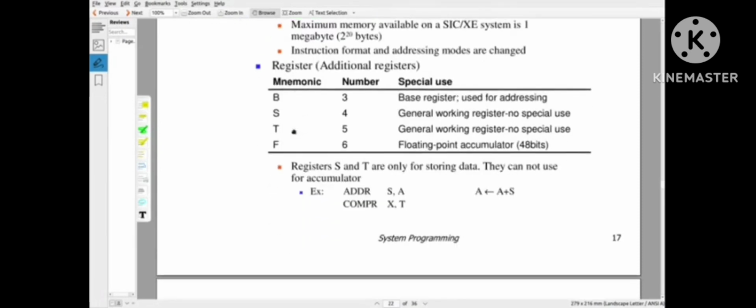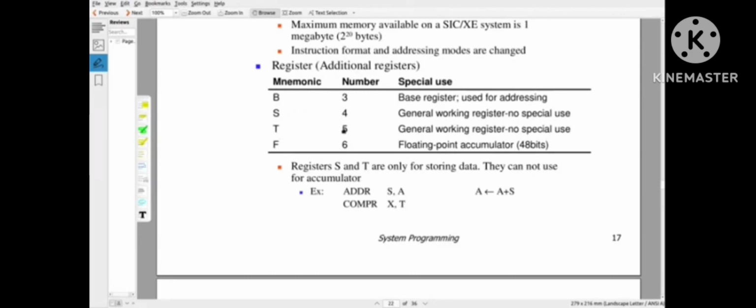In addition to the 5 registers of 24 bits which are available in the SIC machine, 4 more registers are there. B register, number 3, is used for base indexing purposes, so that register is called the base register. S is another register, number 4, a general purpose register used for general purpose arithmetic operations. T is also a general purpose register.